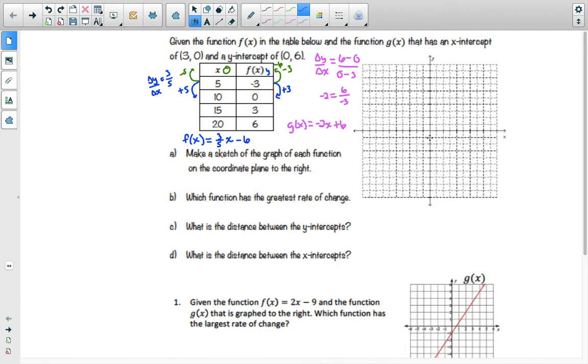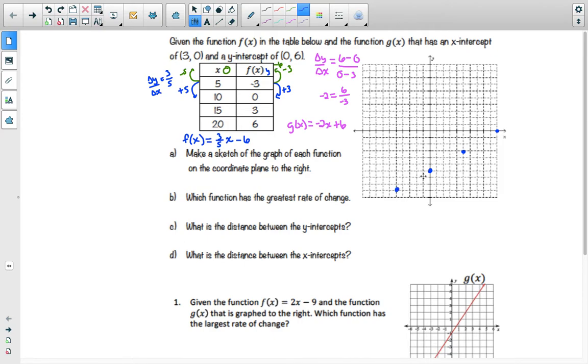So 0, 1, 2, 3, 4, 5, 6. And our slope is change in y over change in x, so that's a change in y of +3 and a change in x of +5. I'll try that again. 1, 2, 3, change in y. 1, 2, 3, 4, 5, change in x. And I'll go the other way as well. Since I did a change of positive and a change of positive, I'll do a change of -3, 1, 2, 3, and a change of -5, 1, 2, 3, 4, 5.